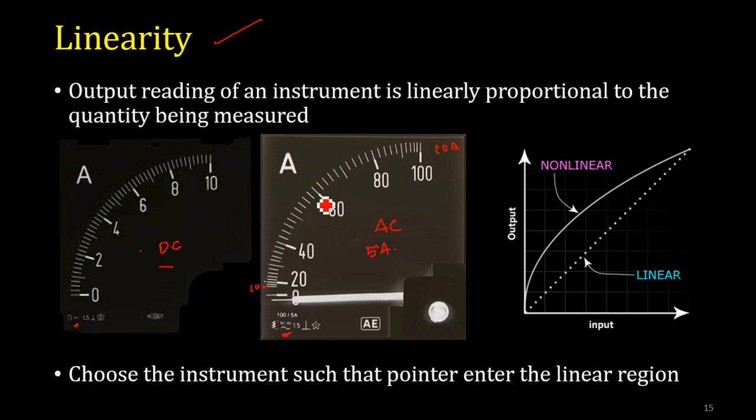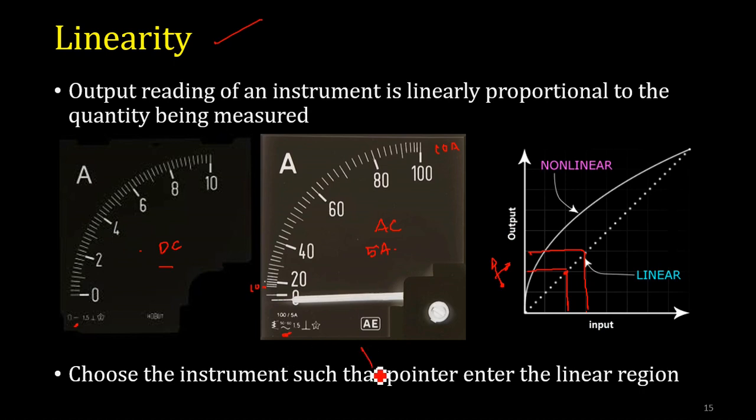So you can say that this region is linear, and the end region and the starting region are non-linear. From the graph, once you provide an input, you should get a correspondingly proportional output. Once the input is increased, the output also has to change proportionally. Here, output indicates the pointer deflection, and that deflection has to be linearly related to the input being measured in case of analog instruments.